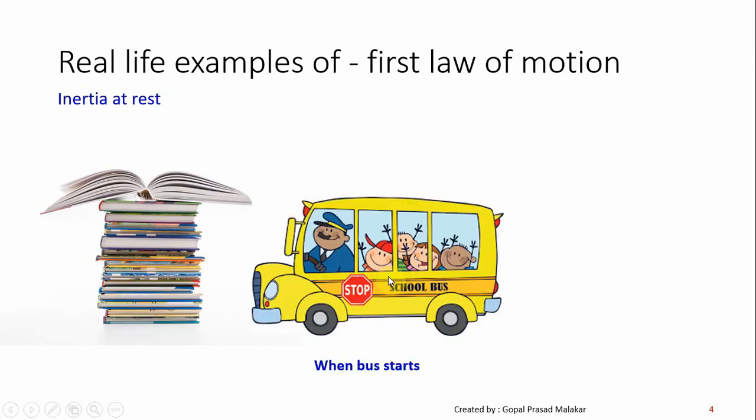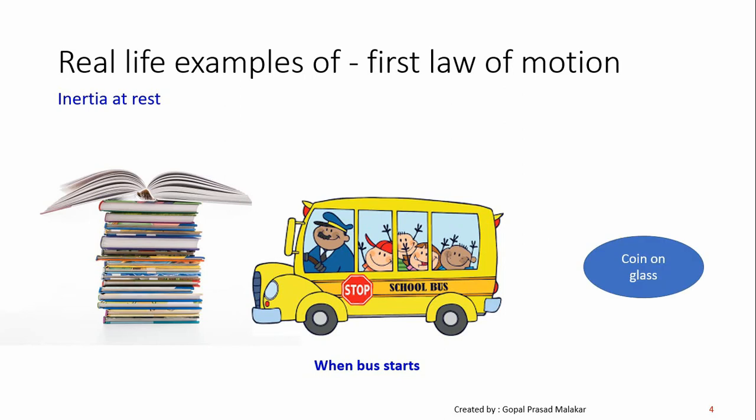The second example, when the bus starts, you will find that your lower part actually moves, but the upper part comes behind, because the upper part wants to remain static, whereas the lower part, which is in contact with the bus and its frame, moves. The upper part is not so connected, and our body is not so rigid, it's a little flexible, it has different joints, that's why it allows relative movement. It actually wants to remain where it is, and that's why the lower portion goes ahead and the upper portion remains static, and that's why it looks like you are actually going back a bit.